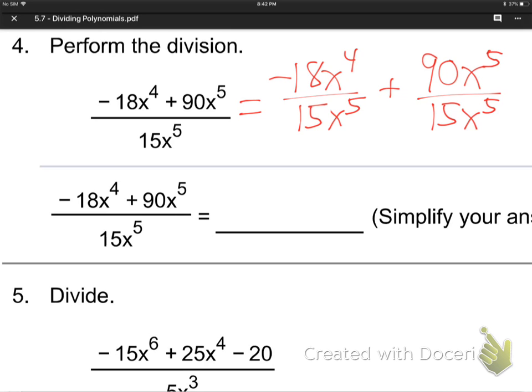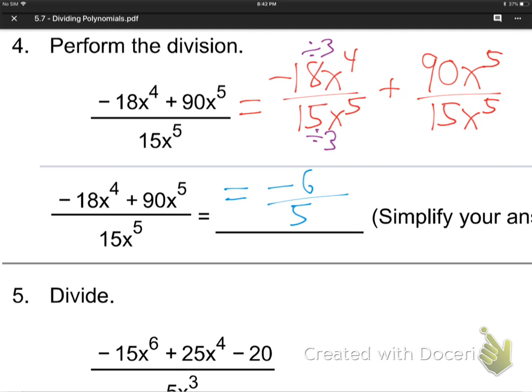So how do we deal with the first one? Well, the first one, 18 and 15 are both divisible by 3. I just reduce it like a normal fraction is reduced. Just divide by 3, top and bottom. And you get negative 6 over 5. And now what happens with the x's? Where are there more? Yeah, on the bottom, for the first fraction anyway. There's more on the bottom, 1 more.